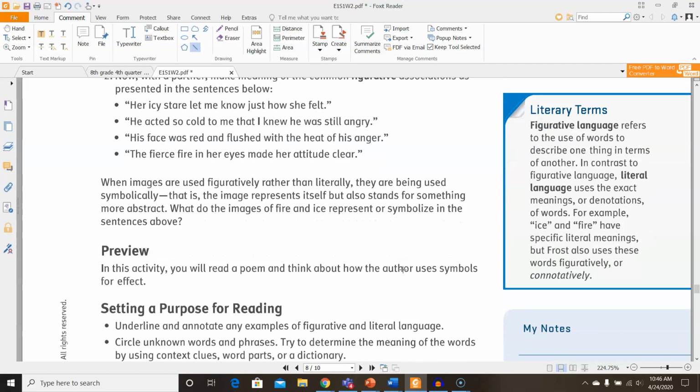So when images are used figuratively rather than literally, they are being used symbolically. That is, the image represents itself, but also stands for something more abstract. So what do the images of fire and ice represent or symbolize in the sentences above? So think about that. What does it represent?